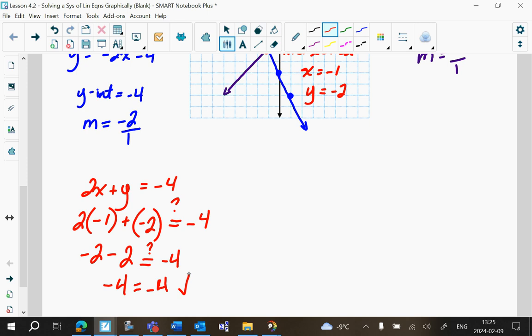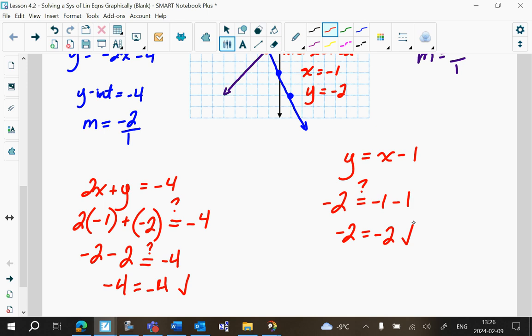So that means that the point of intersection I found works in the first equation. Do they work in the second equation? Well, does negative 2 equal negative 1 minus 1? Yes, it does. So you can see that to find the solution to a system by graphing, you just graph each equation, find where they intersect, and those are the values of your two variables. That's it.